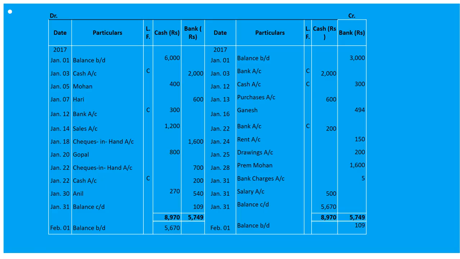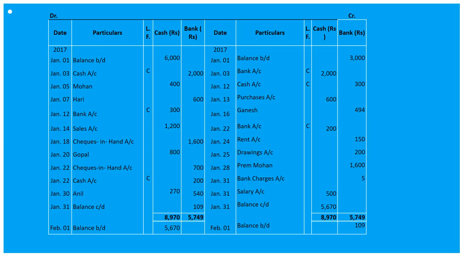We will write in bank account. Jan 25th, withdrew from bank for personal use, rupees 200. So it is drawings, isn't it? So by drawings, and the amount will be written under the bank column. Jan 28, bank notified that Prem Mohan's check was dishonored. Check dishonored, so by Prem Mohan, and 1600 will be in the bank column.